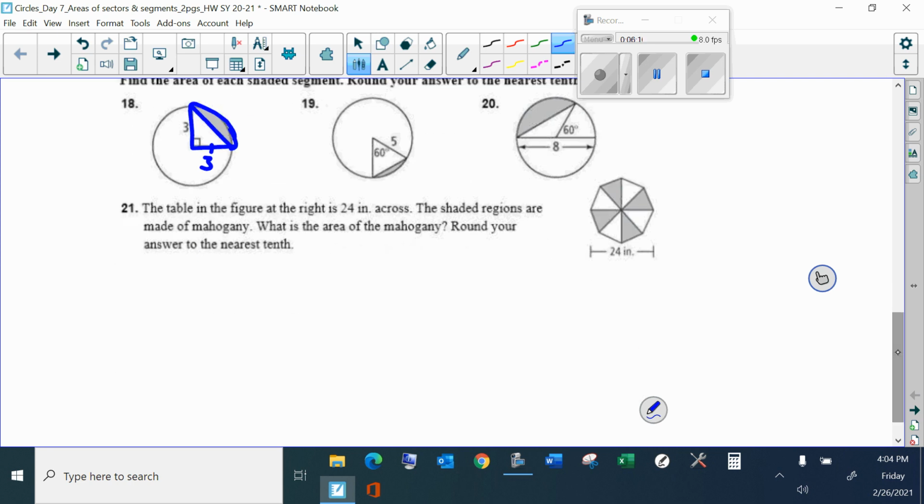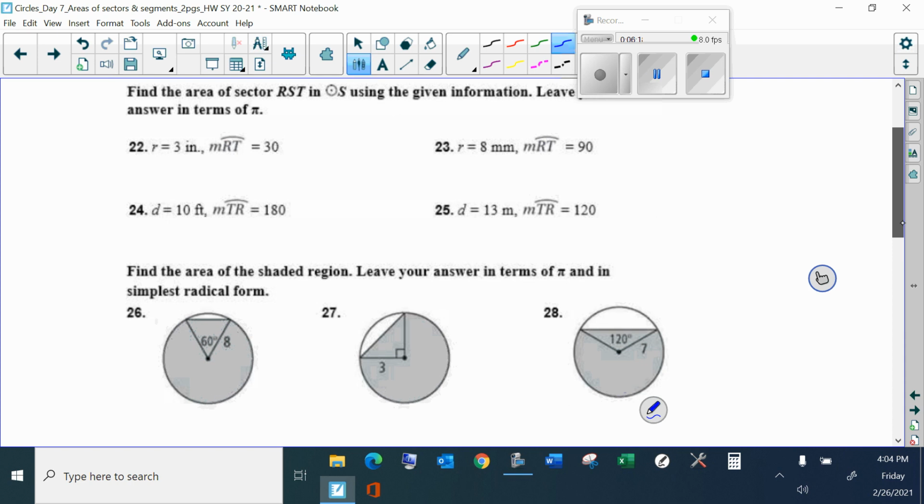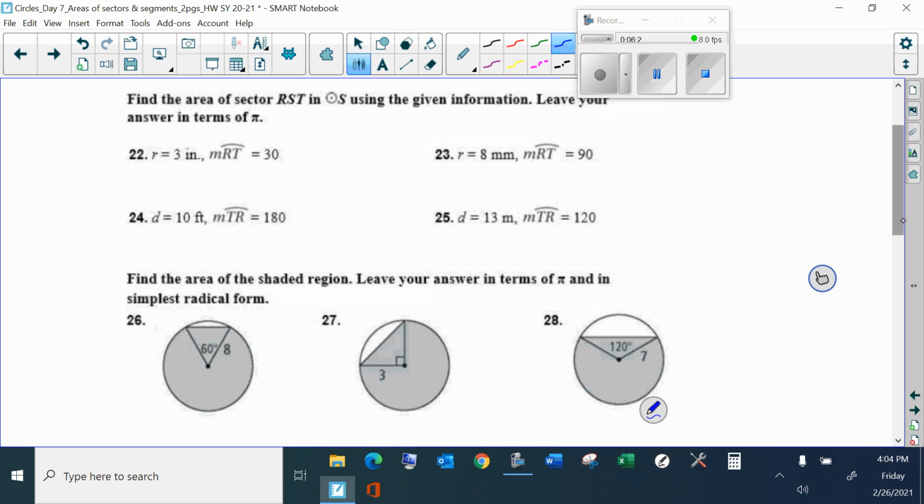All right, let's go to the back side here. Oops, skip the page. Okay. Find the area of the sector RST in circle S using the given information. Leave your answer in terms of pi. So we're doing the sector. Remember, that entire piece right there would be the sector. The piece between the chord and the circle is called the segment. So that shaded region is called the segment. Okay, that's the difference between sector and segment.